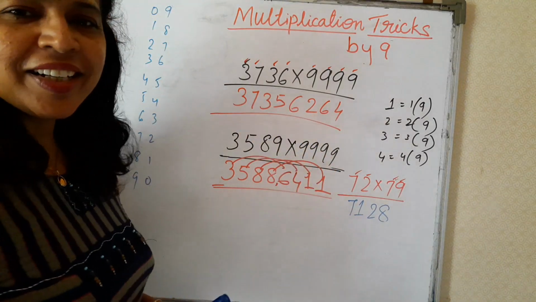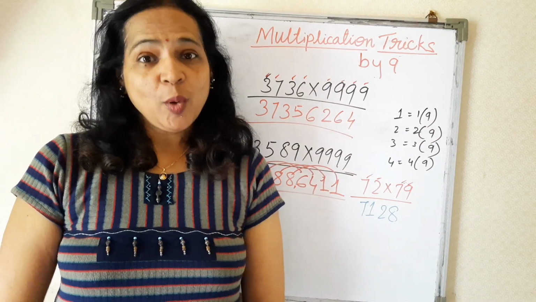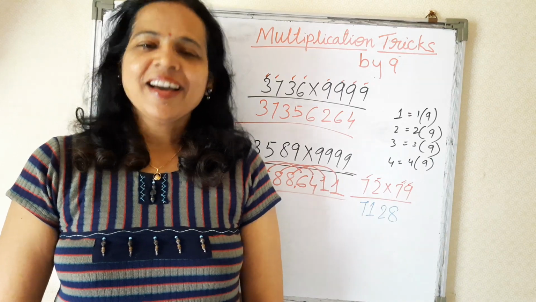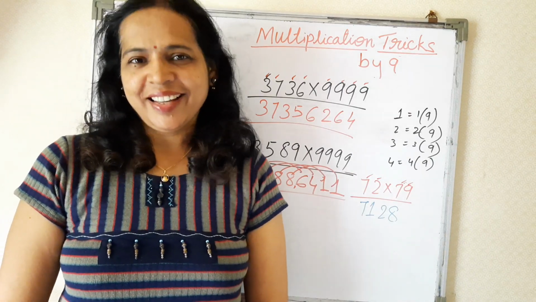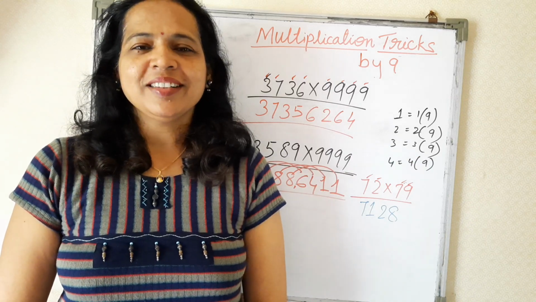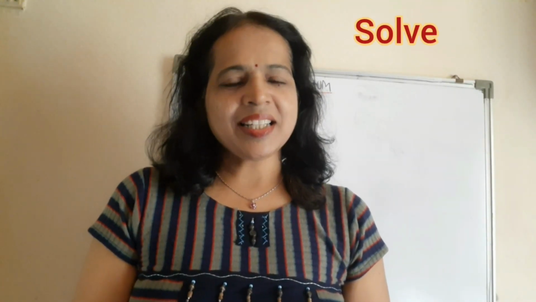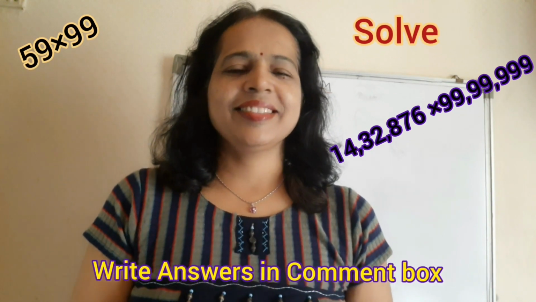Now, isn't it easy? You must be thinking, what if there are more 9s than the digits of the given number, or fewer 9s than the digits, how will we do it? Yes, you are going to learn this in the coming episodes. I am sure you must have understood the trick. Practice some more examples. Use the trick.